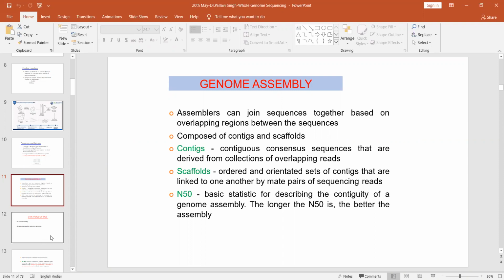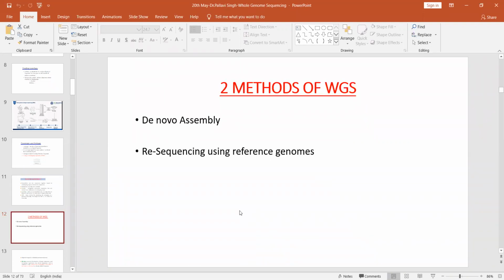So in general, we use two methods of whole genome sequencing. One is de novo assembly and the second is resequencing using reference genomes. What happens is that we have two kinds of sequencing projects. One is where we have reference genomes, already known genomes, which will be found as homologs of the unknown genome. And in the second case, we have an entirely new set of DNA, which was never fragmented, which was never sequenced before. So for that DNA, we will use de novo assembly.